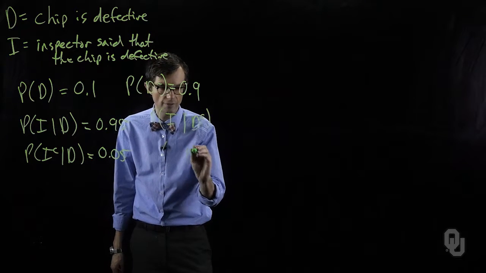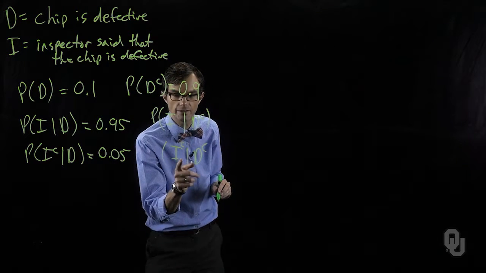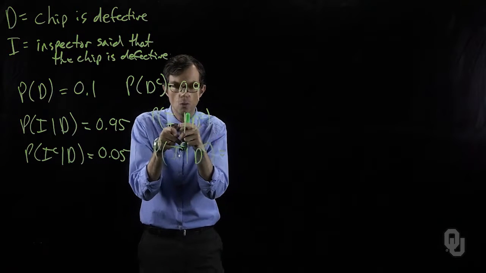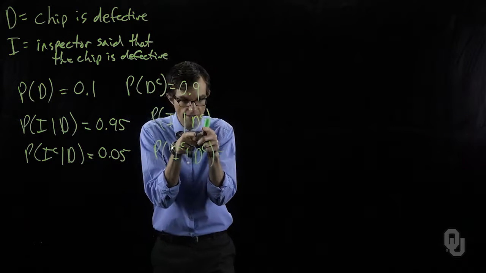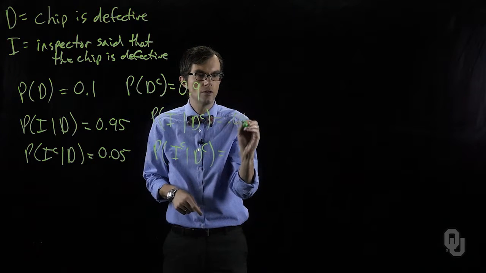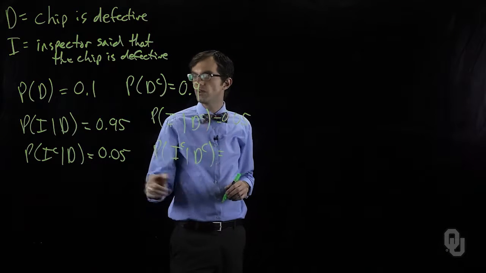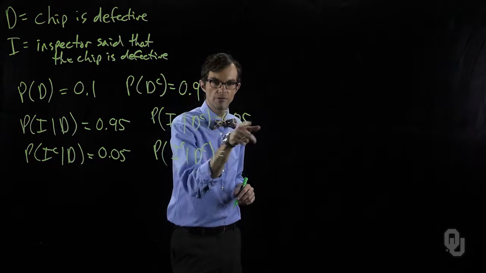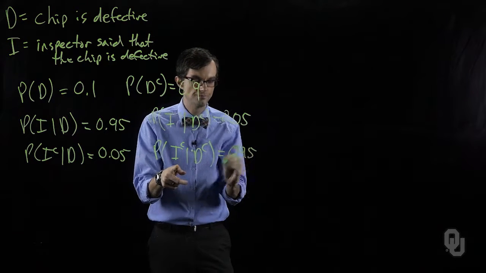Given that the chip is not defective, what's the probability that the inspector said it was not defective? Given the chip was not defective, what's the probability that the inspector said that it was? This is an error. It's not defective, and the inspector said that it was defective. That's an error. That happens 5% of the time. Remember, there was a 5% error rate on both defective and not defective chips. So this is a 5% error rate. Therefore, the complement of this must give us this, 0.95.